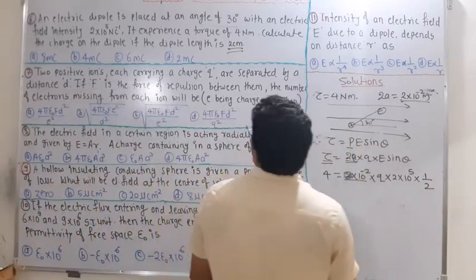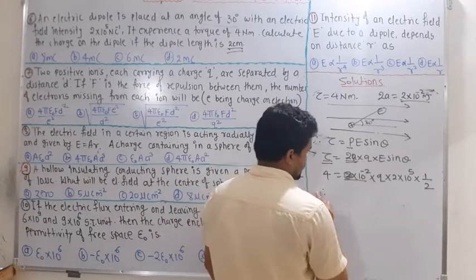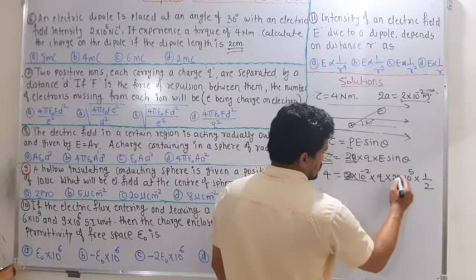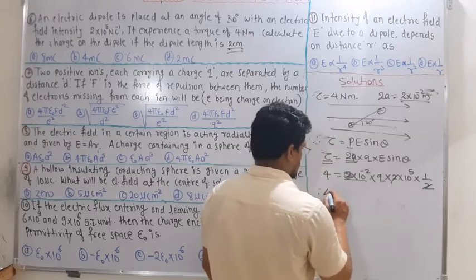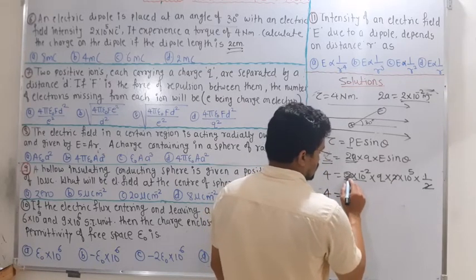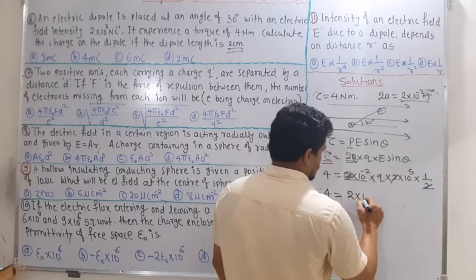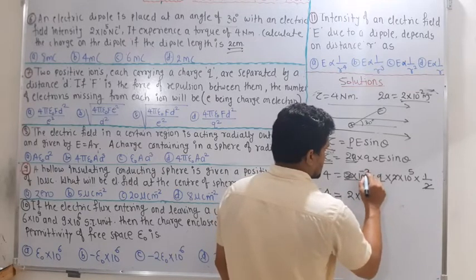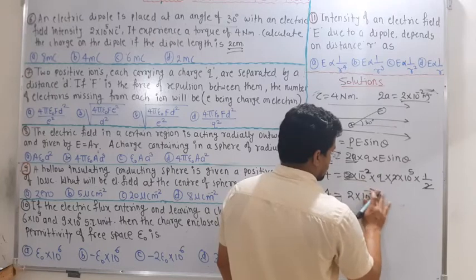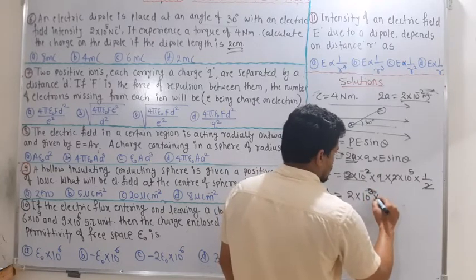So here this 2 and this 2 will cancel out, so 4 is equal to 2 into 10 to the power of minus 2 and then 3 into q.